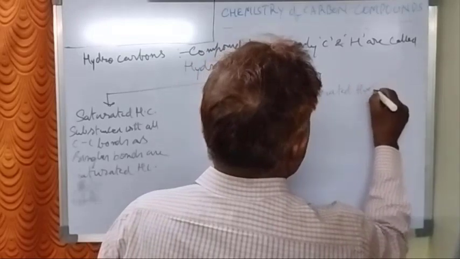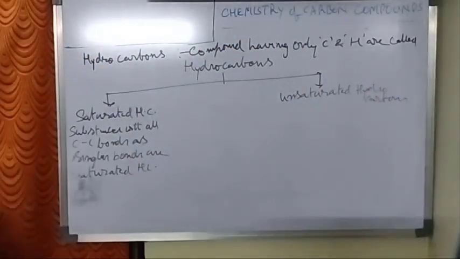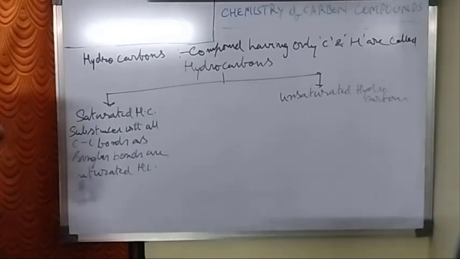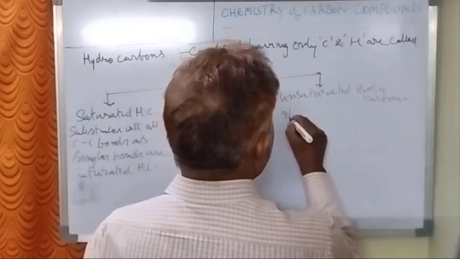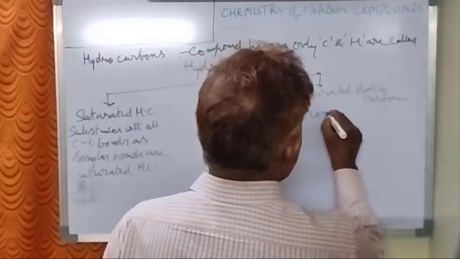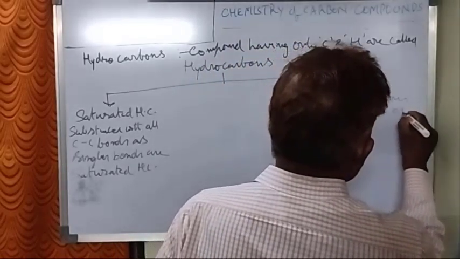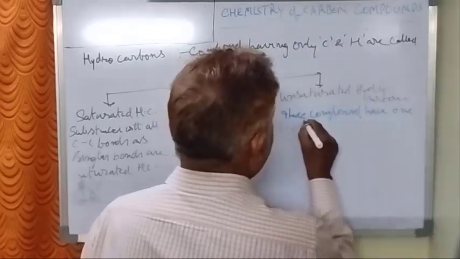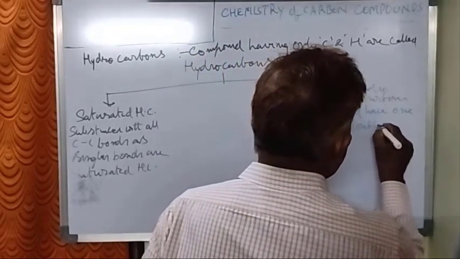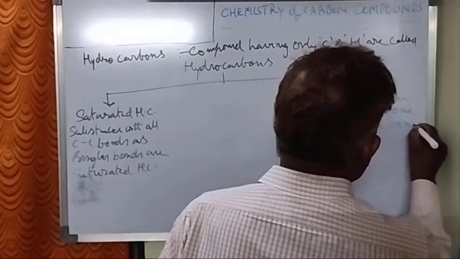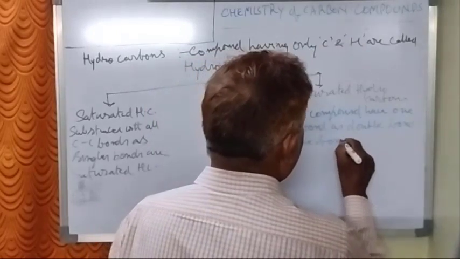And the next one is unsaturated hydrocarbons. Unsaturated hydrocarbons, these compounds have one C-C bond as double bond, either double bond or triple bond.